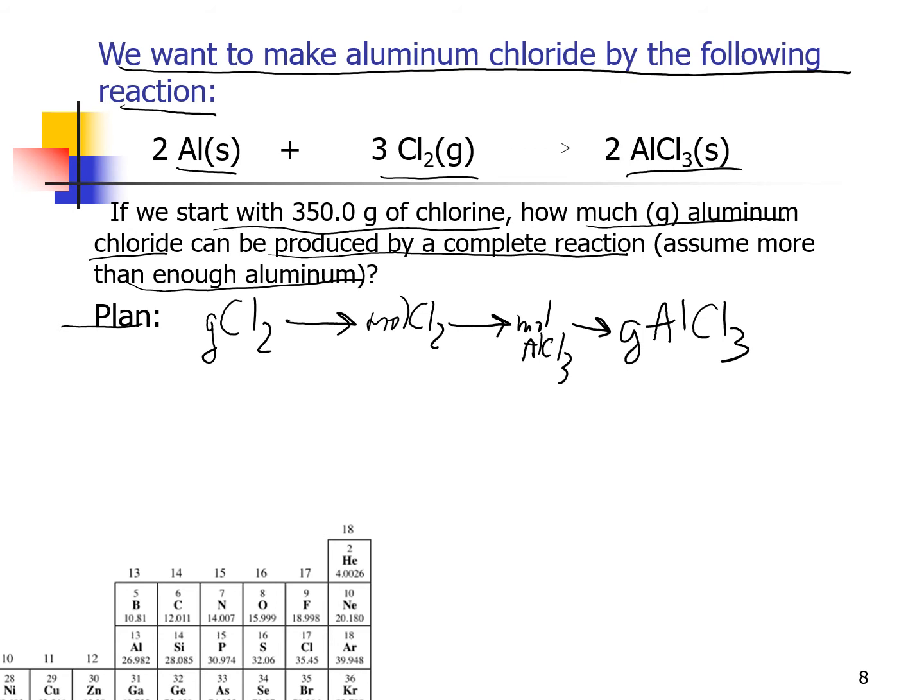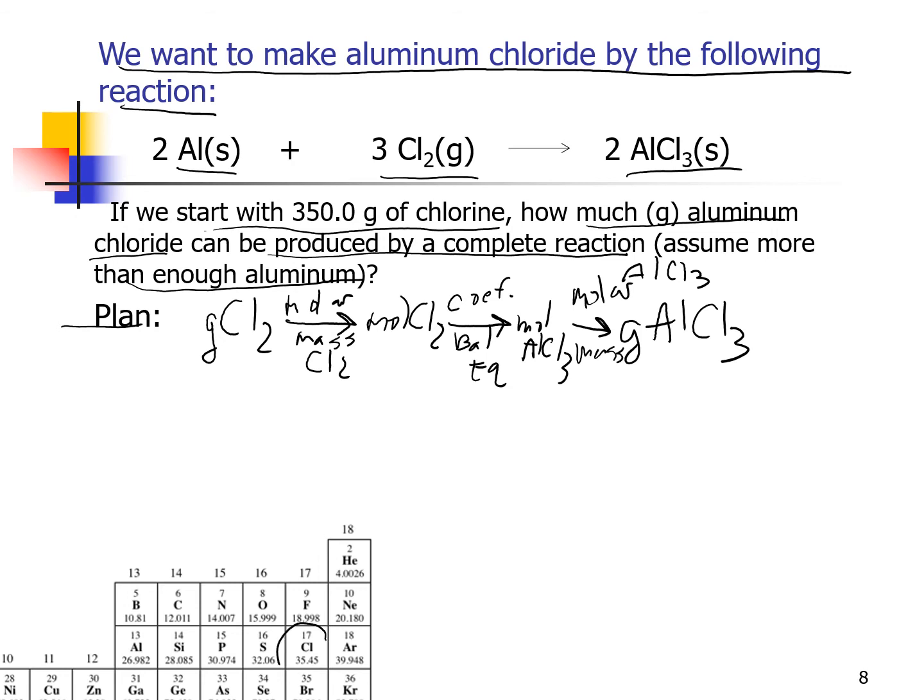So we need to think about, again, how do we convert from one step to the next? Grams to moles, use molar mass. So we need the molar mass of chlorine. And then moles of chlorine to moles of aluminum chloride, we'll use our coefficients from our balanced equation. Once we have moles of aluminum chloride, we can go to grams of aluminum chloride using the molar mass of aluminum chloride. So let's go ahead and get our molar masses of chlorine and aluminum chloride. We use our periodic table.